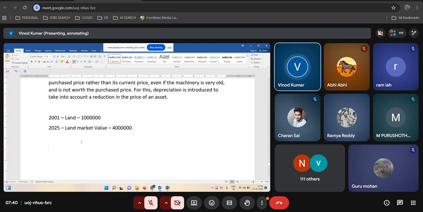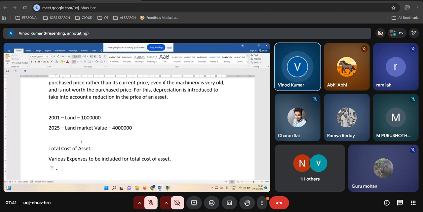See, while considering the total cost of an asset, what are the various parameters to be considered? What are the various expenses to be included for the total cost of an asset?